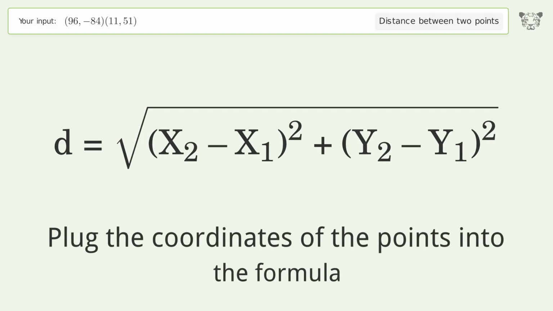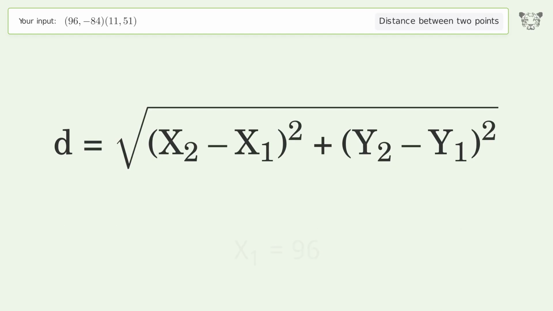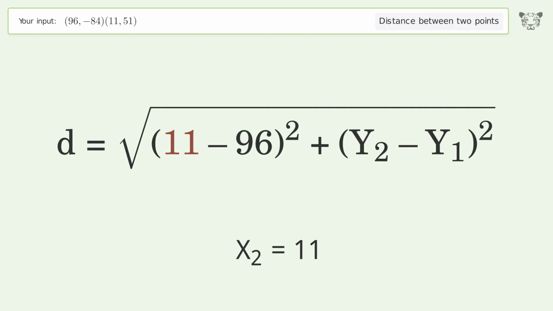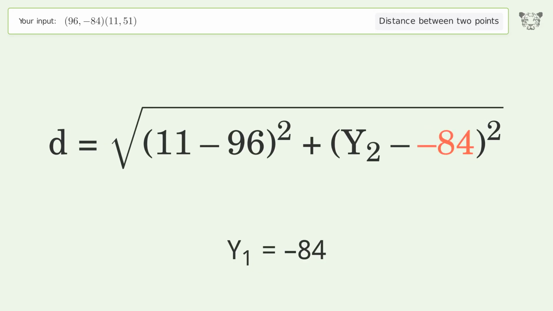Plug the coordinates of the points into the formula. x1 equals 96. x2 equals 11. y1 equals -84. y2 equals 51.